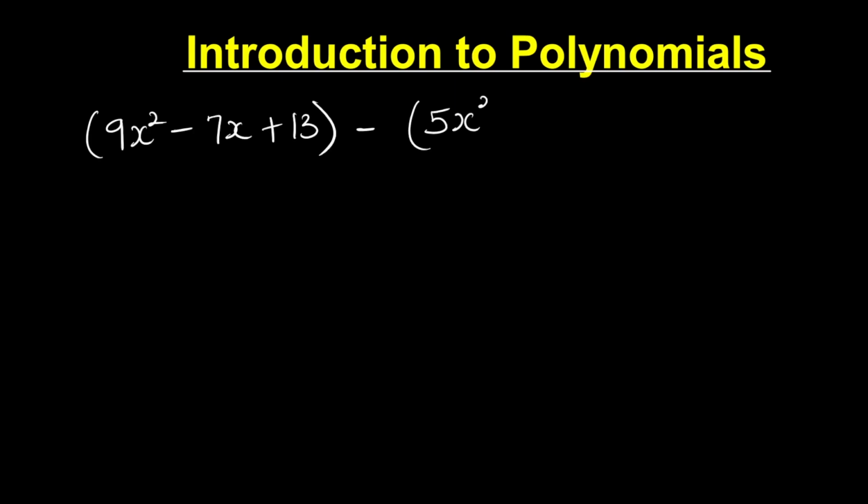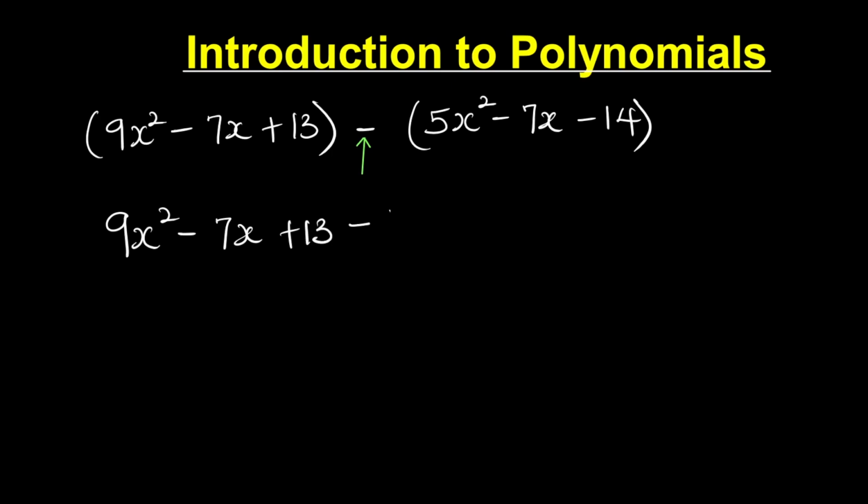Go ahead and subtract these two polynomial expressions: 9x squared minus 7x plus 13 minus 5x squared minus 7x minus 4. I'd like you to take note of this sign. We are going to distribute the negative sign to all the terms on the right. Let's go ahead and simplify this expression. We are going to have 9x squared minus 7x plus 13 minus 5x plus 7x plus 14.